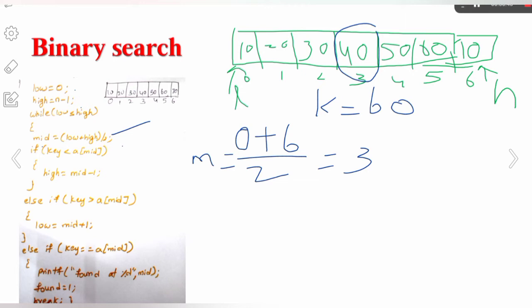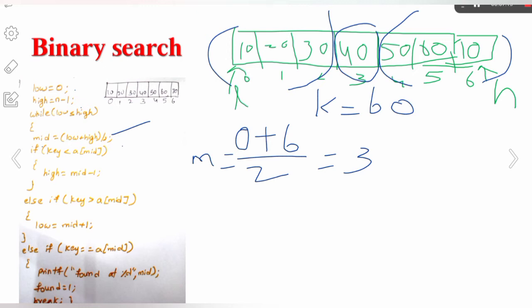So we have to divide the given array into 2 parts, right? So this is the lower part and the higher part. Since the given key element is greater than the middle element, we will search in the right sublist first of all. Here the key is greater than a of middle element.